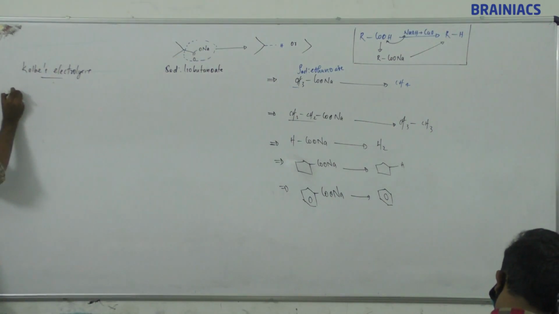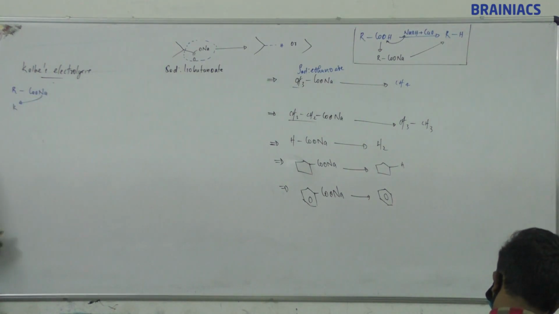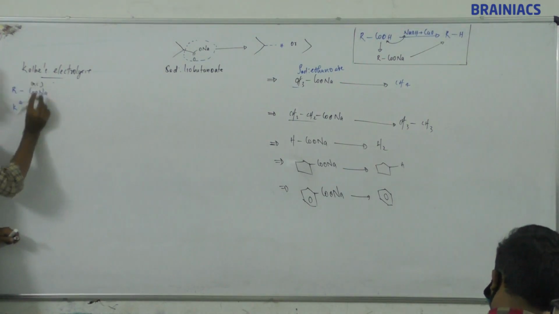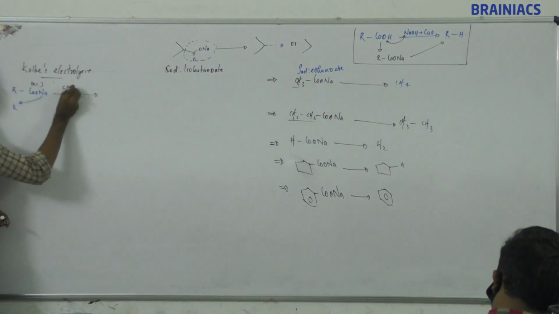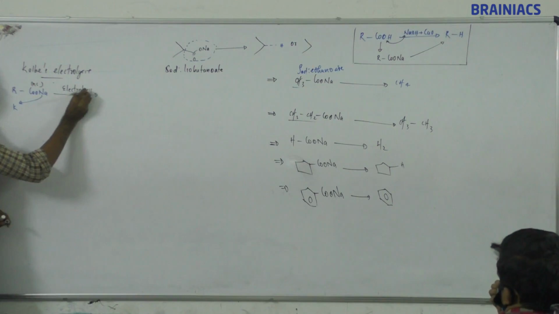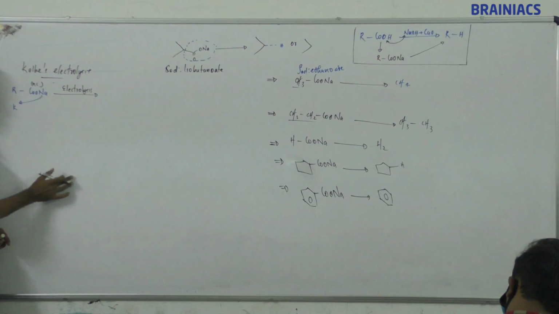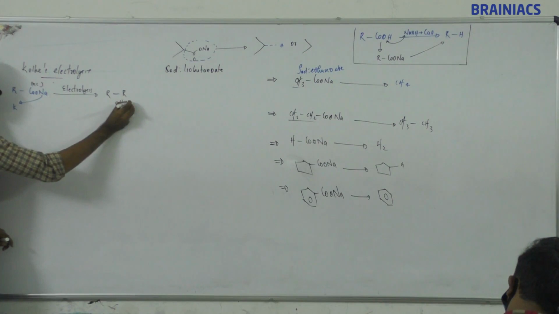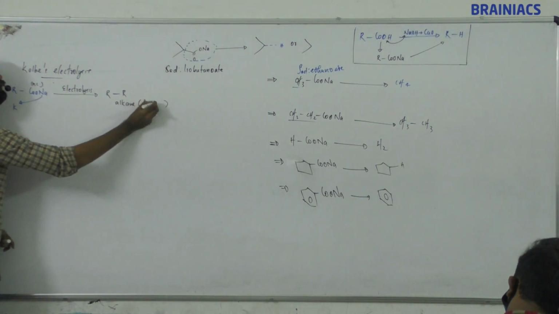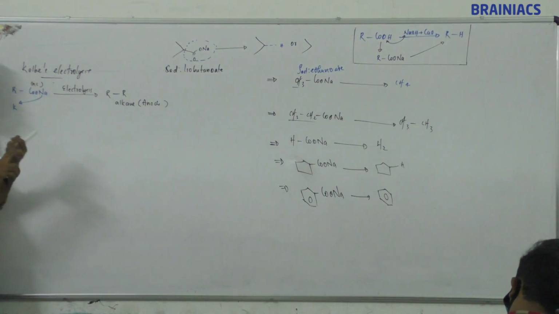Kolbe electrolysis means you are given a sodium or potassium salt of a carboxylic acid with n carbons, which undergoes electrolysis. Then you obtain an R-R type alkane at the anode. The mechanism of this reaction is given in your textbook. The mechanism of the Wurtz reaction is not given.